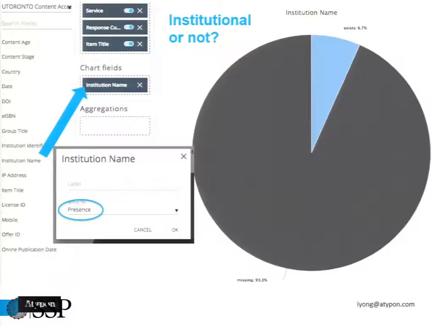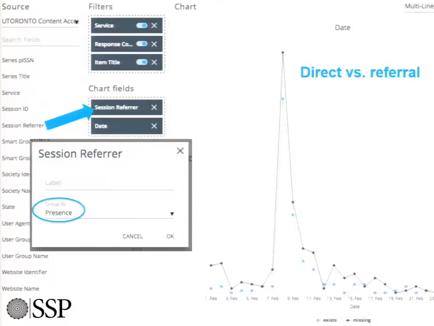Another thing I might want to know is whether or not this was institutional or non-institutional traffic. And by dragging and dropping institution name and then grouping by whether or not there was an institution name present at the time in the session, we can see from the pie chart here that most of the downloads happened from non-institutional users. We can apply the same function to the session referrer field to split the downloads between those that came from traffic that clicked in from another source or those that didn't. And we can see here that both types of traffic generated more downloads on that day.